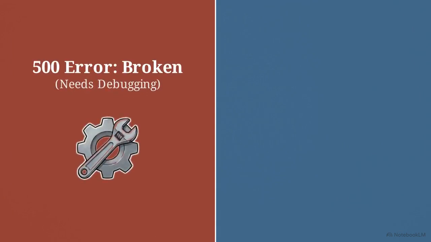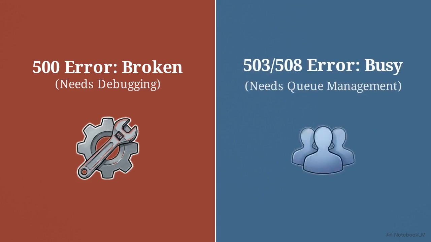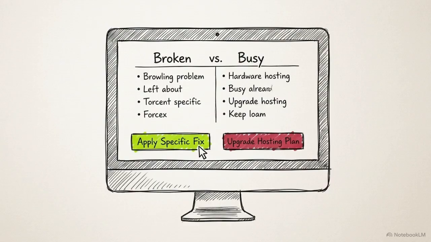This comparison matrix visualizes the broken versus busy divide. On the left, we have a fatal code fault that requires debugging. On the right, we have a traffic bottleneck that requires queue management. Grasping this specific binary split is how you stop throwing money at hosting tiers and start applying exact, permanent fixes.